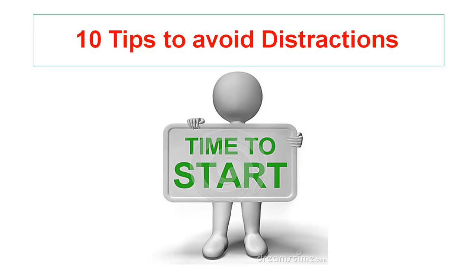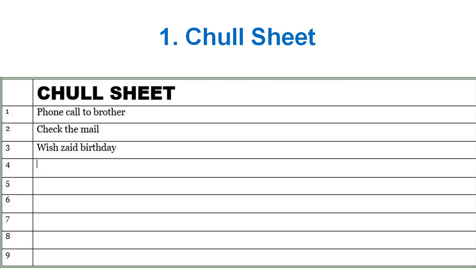So now coming to the process, the first tip is the Chul sheet. This is one of the most important tips that you have to use in your day-to-day life. I am also using this for a long time and I got a lot of benefit. So how do we maintain this Chul sheet, and what does it actually mean? A Chul sheet means you take a piece of paper and on that you write down Chul sheet.